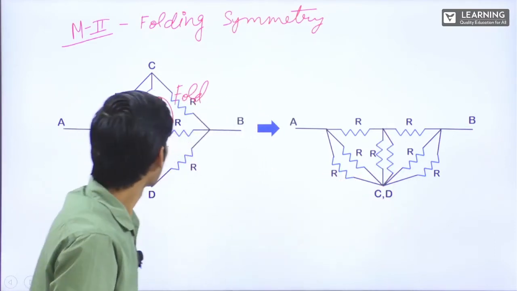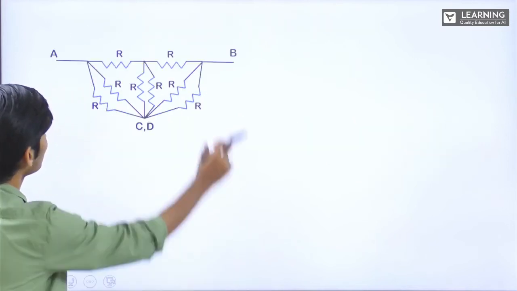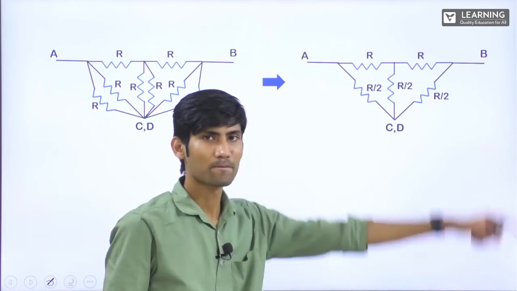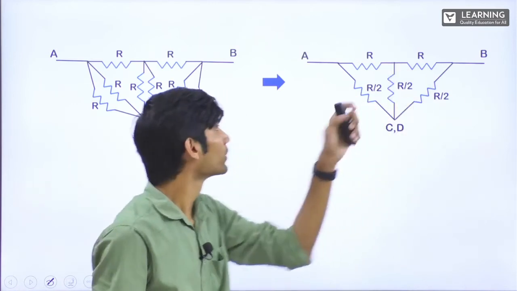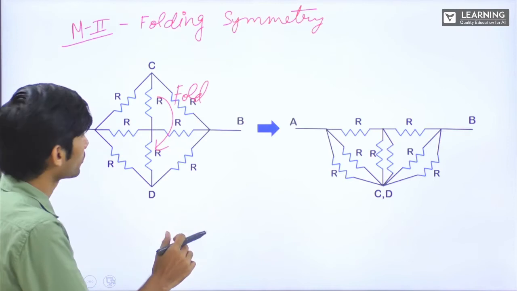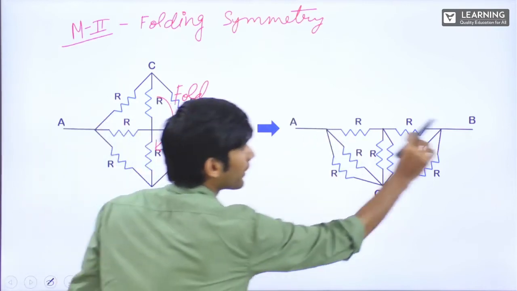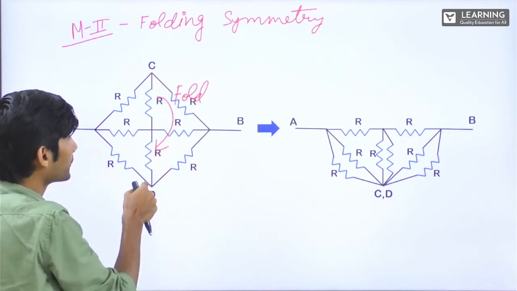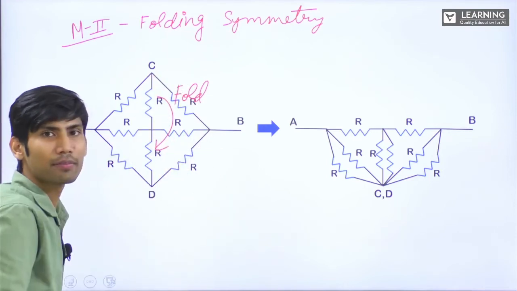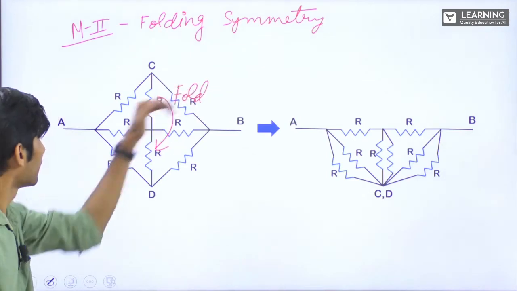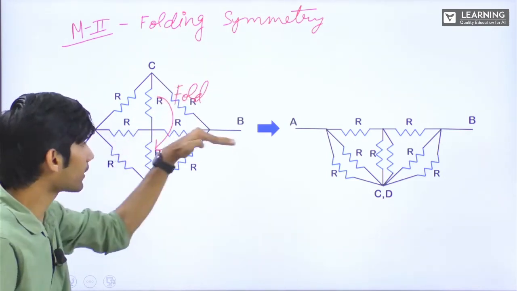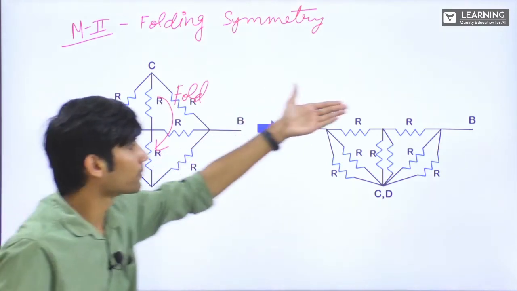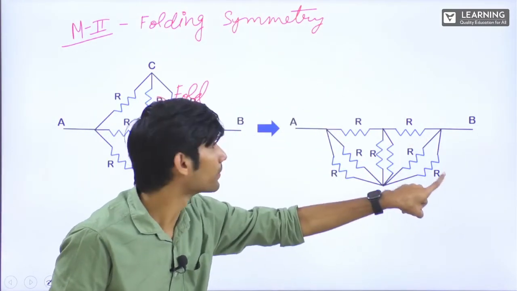So now, from here, I'll get this. R by 2, R by 2, R by 2. Now these two resistances, one more thing, will be same, right? Because when I am folding this, C is actually connecting to D. Rest entire circuit is same. Nothing is happening to the circuit, right? This is completely same. This is one wire. I am folding just this part and overlapping it here, right? So this will be R and R only.